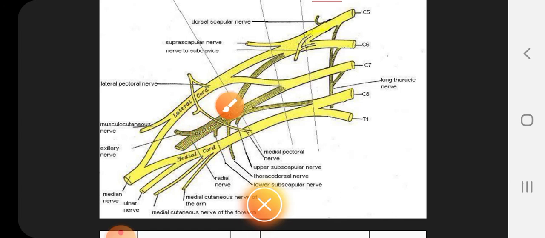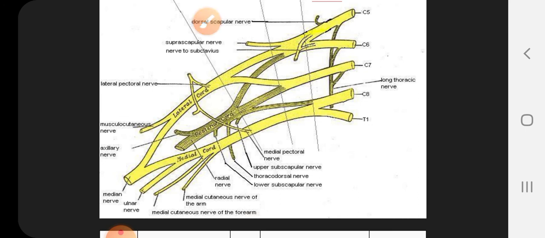Next, the last one is the posterior cord. In the posterior cord you got upper subscapular. Number 2, thoracodorsal, supplying latissimus dorsi. Number 3, lower subscapular. Number 4, axillary and radial nerve. These are the branches from the posterior cord of brachial plexus.